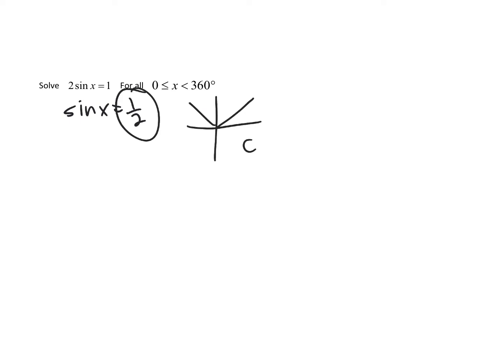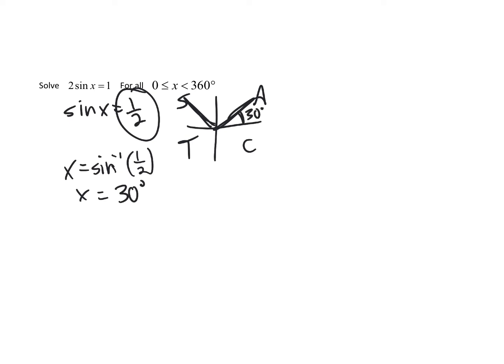Here, let's solve 2 sine x equals 1. So this would be sine x equals a half. Now, this is a positive number, so sine is positive in these two quadrants, C, A, S, T. It's positive in A and S. So x equals sine inverse of a half, which is 30 degrees. So if this is 30 degrees, then this is also 30 degrees, so we do 180 minus 30 degrees to get 150 degrees. So we have two answers, 30 degrees and 150 degrees.